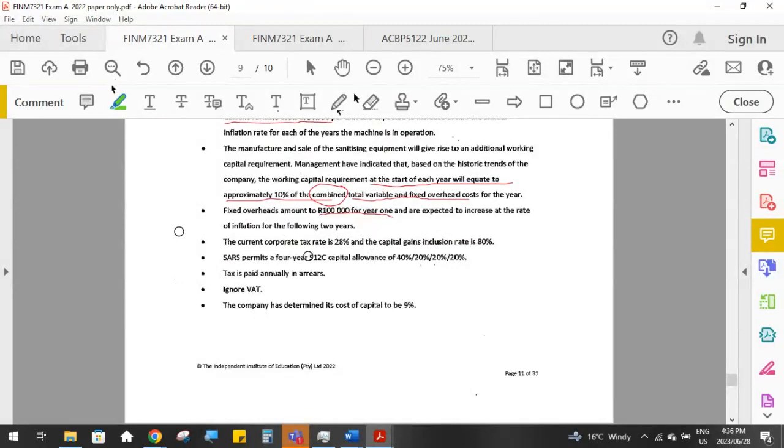Current corporate tax rate, capital gains, capital allowance for this machine. And here again, I've mentioned this before, tax is paid annually in arrears. And I did do a full explanation of this in one of the 2 work-throughs that I did. So remember, when they say in arrears, you first have to calculate the taxable income for year 1, year 2, and year 3, so that you can calculate the tax liability that arises from year 1's operations.